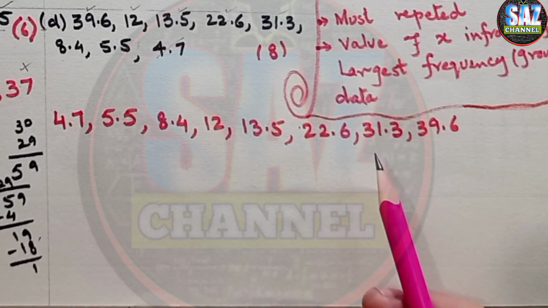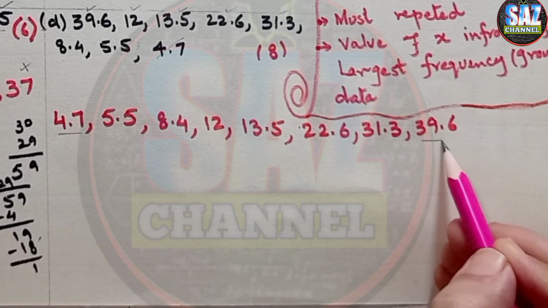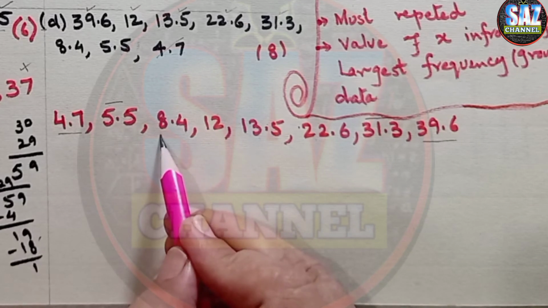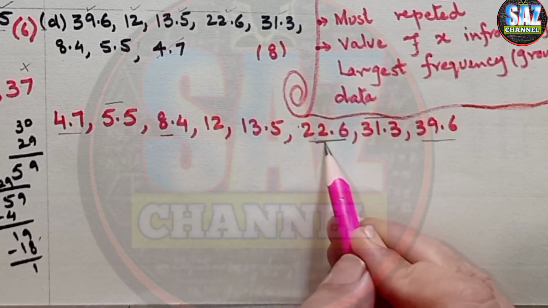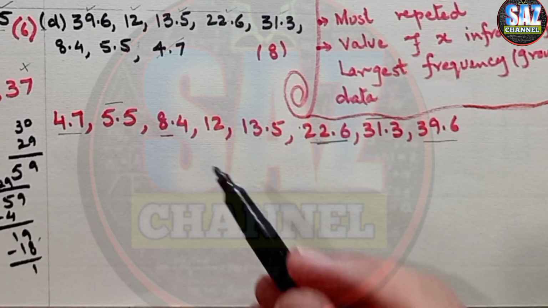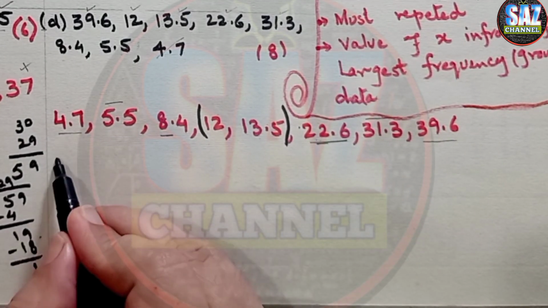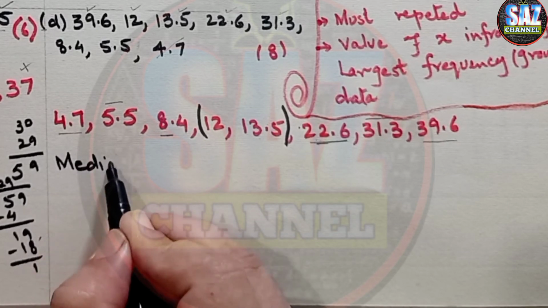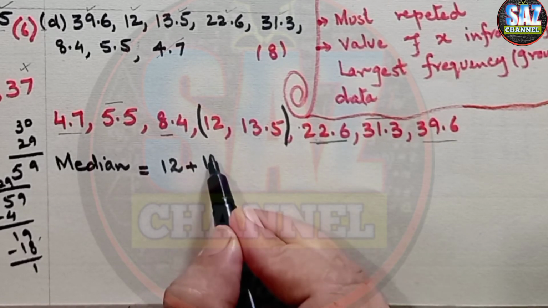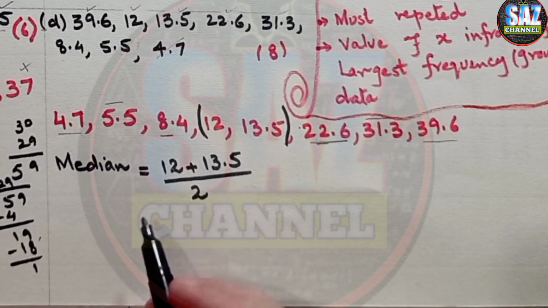Okay, we have kept the data in ascending order, and now start cancelling the values in pairs. Then 5.5 will be going with 31.3, 8.4 with 22.6. Now we can see that we are having two middlemost values. We are not able to identify one exact middle position. So in case of even data, median is the average or mean of the middlemost two values. So we have to add up these two values, and we have to make them half, or divide them by 2.